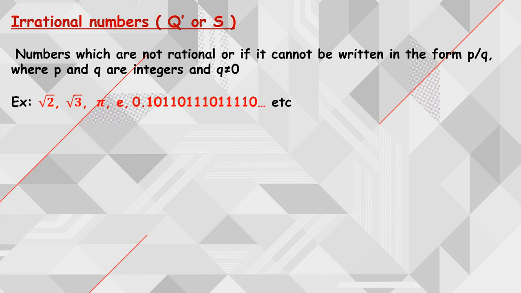So if we cannot represent a number in the form of a rational number, then we can say such numbers are irrational numbers. So simply, a number which is not rational is irrational. Generally the irrational numbers are denoted by the letter Q dash, and already we know the rational numbers are denoted by the letter Q, so its complement is nothing but irrational numbers Q dash, or sometimes irrational numbers are denoted by the letter S.